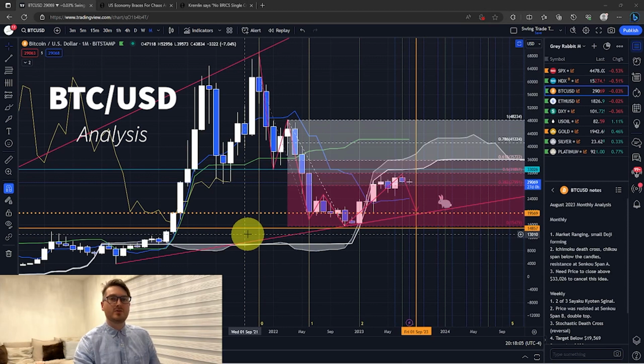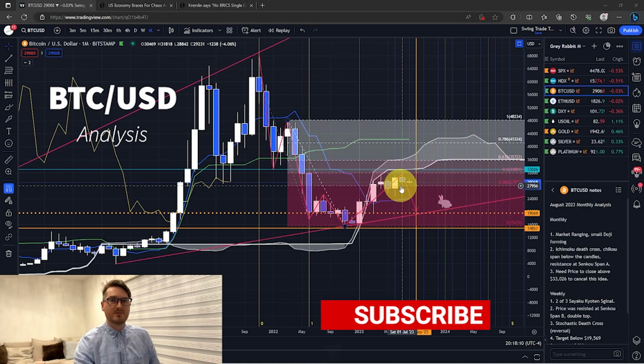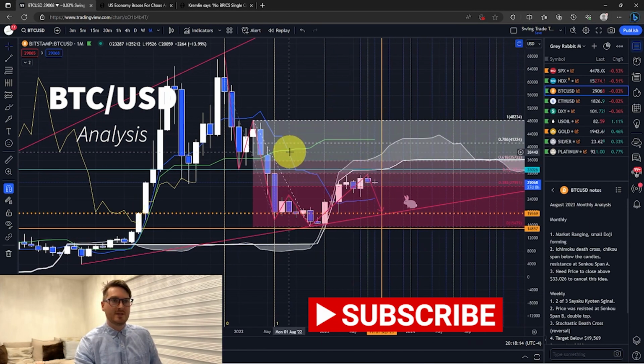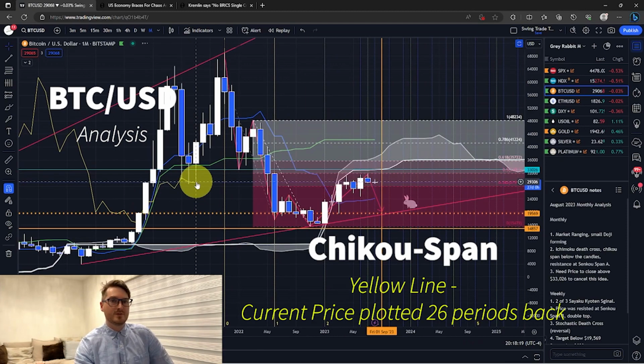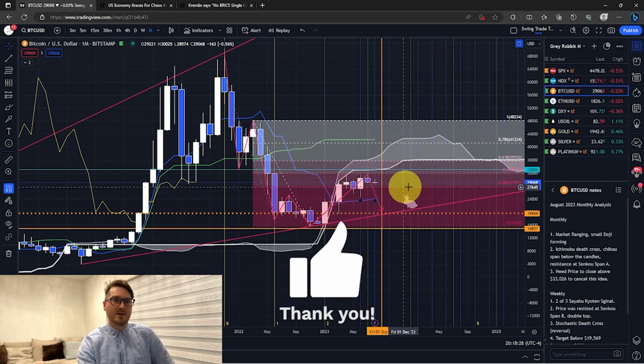Okay guys, this is Bitcoin US dollar on the monthly chart. Right now the market is just ranging at this level. We have a small doji candle forming, an Ichimoku death cross, and the Chikou span now below the candles. But we need price to close above this $33,026 level to confirm a move further up.